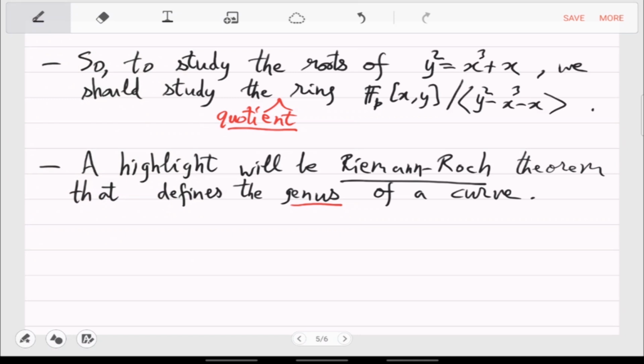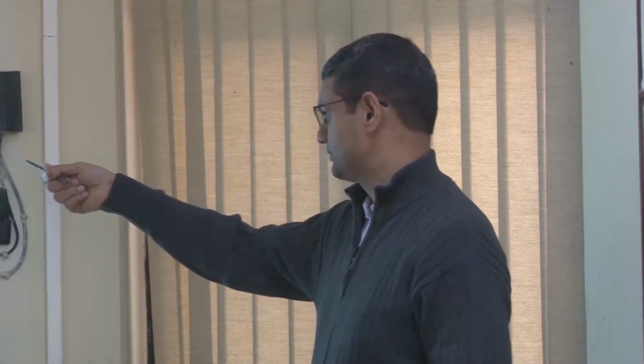Once we have developed this geometric perspective and the algebraic perspective enough, then we'll state the Riemann-Roch theorem and we'll prove it. And that theorem statement will actually define genus. Genus will be something to do with the degree of the curve. So for example, this x cube plus x, degree is 3, and the Riemann-Roch theorem will say that the genus of this curve is 1. And we had an example of x to the 11 plus x. In that case, the genus will be 5, and so on.